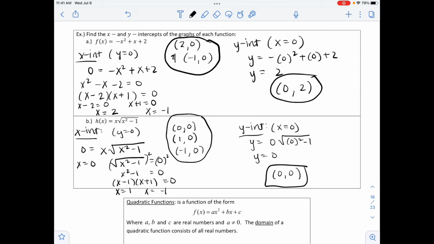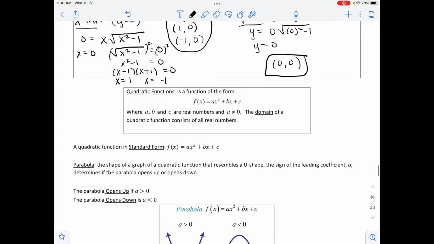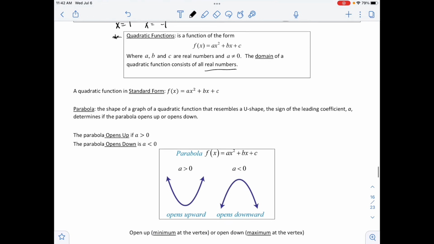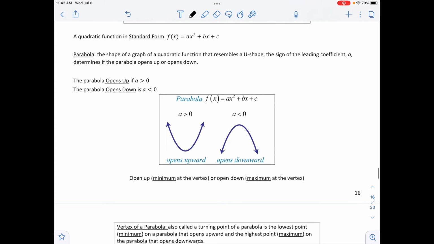Right below this, we have some information on quadratic functions. And this is a function of the form f of x equals ax squared plus bx plus c, where a, b, and c are real numbers. The domain of a quadratic function consists of all real numbers, like we saw earlier. And a quadratic function is in standard form if we have f of x equals ax squared plus bx plus c, again, that descending order for our exponents.